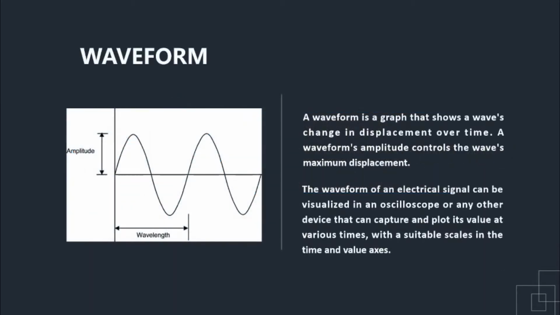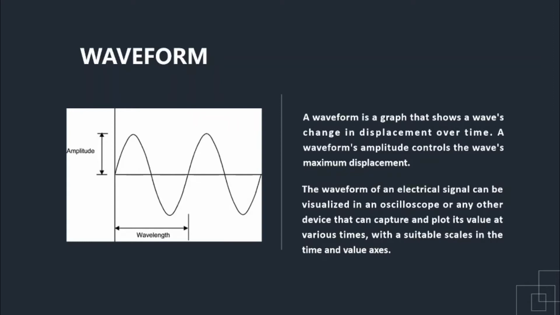Waveform. A waveform is a graph that shows a wave's change in displacement over time. A waveform's amplitude controls the wave's maximum displacement. The waveform of an electrical signal can be visualized in an oscilloscope or any other device that can capture and plot its value at various times, with the suitable scales in the time and value axis.